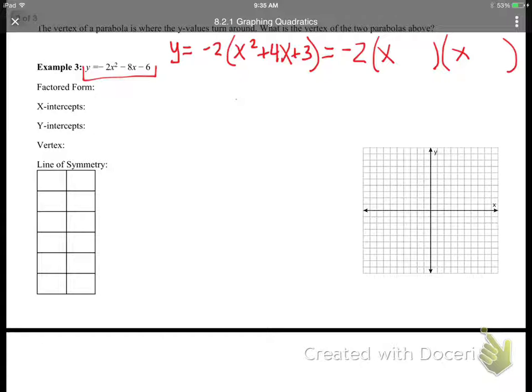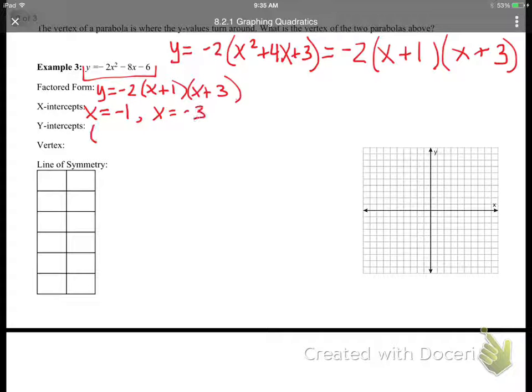My two numbers that multiply to +3 and add to +4, I'm thinking that's going to be a 1 and a 3. So that's my factored form. As for my x-intercepts, that's where those factors are set equal to 0. So for the first one, for the x plus 1, if I set that equal to 0, that's going to get me x equals -1. For the other x-intercept, I'm going to get x equals -3.